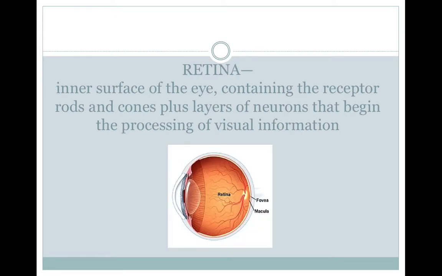Your retina is the inner surface of your eye. It contains the receptor rods and cones. Rods are responsible for us perceiving images in the dark because they help us with gray and black, where cones help us perceive color. It's important that you know their function. Rods, black and gray; cones, color. And it also contains layers of neurons that allow for the processing of visual information to start.